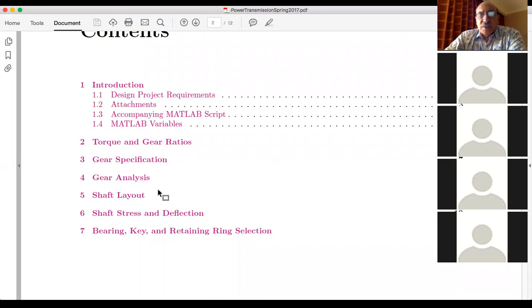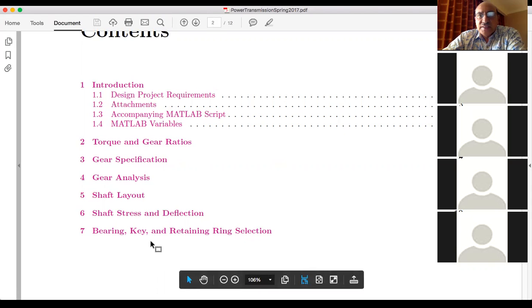And then once we design the shafts, we're going to go into the attachments of the gears to the shafts, and that is the bearings, the keys, the retaining rings, and then we'll have a full layout of the power transmission system.